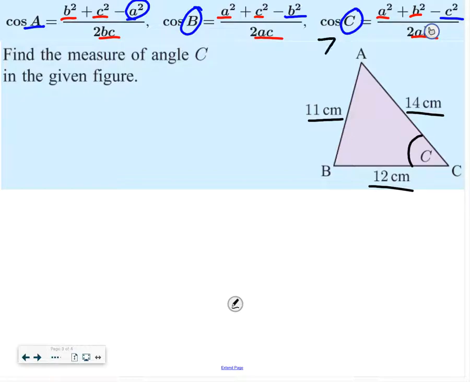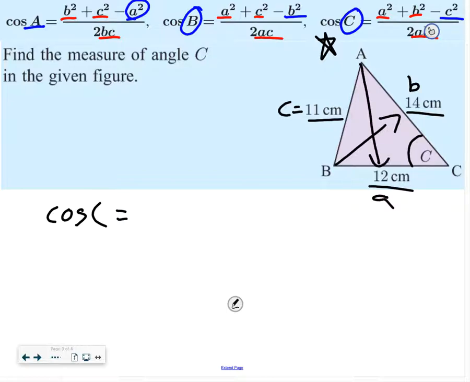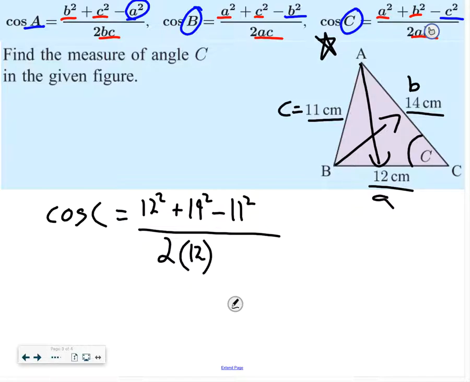So angle C, I'm going to want to use this equation here. So I get cosine of C is equal to, so label my sides, so this is C, this is B, and this is A, because they're opposite of their angles. Okay, so a squared, I get 12 squared, plus b squared, which is 14 squared, minus 11 squared, all over 2 times a times b.